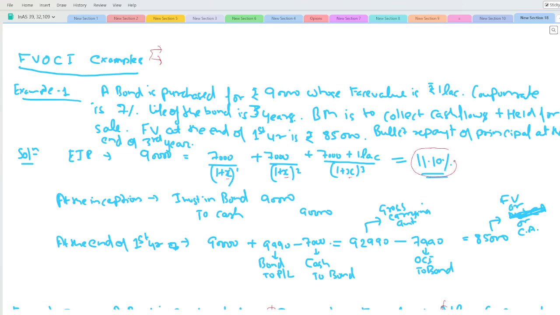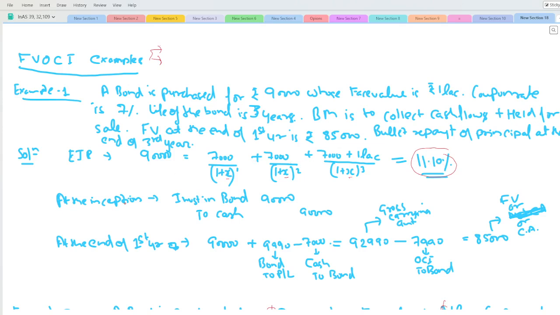This is also making sense because your fair value is less than the principal amount. That means it will be less than the principal amount only when your discount rate is more than your coupon rate. So this is also making sense. So it will be 11.1.